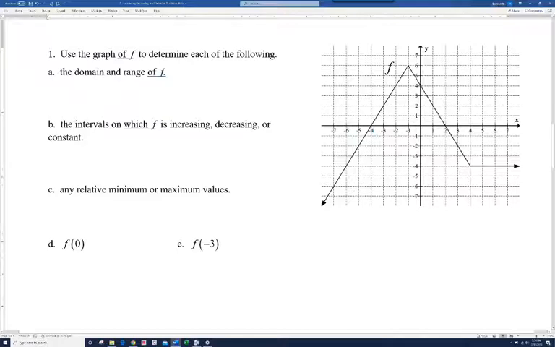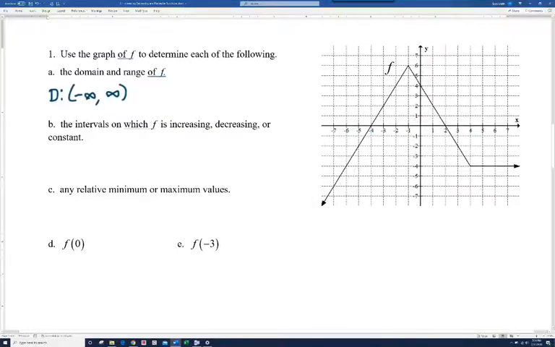Now the domain, if you look at the leftmost point, there is no leftmost point, and notice there's no gaps or anything. We don't skip anything, we don't have any holes or gaps, and then we go forever right. And so our domain is going to be all real numbers.